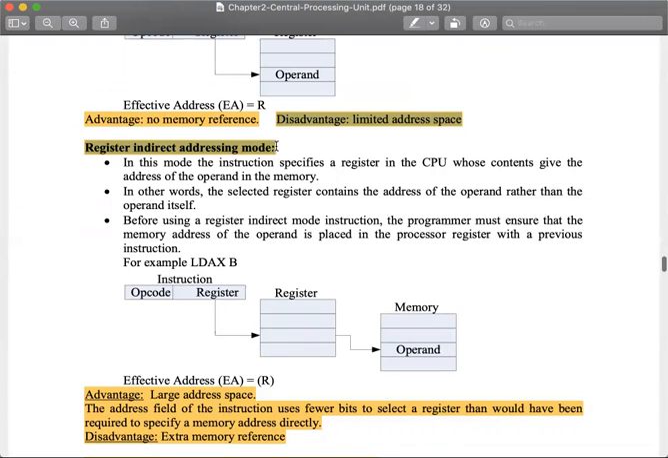Register indirect addressing mode, in here what you are going to do, suppose there is an example LDAX B. Here there is no memory location actually given. I have to load some data in A, and how is it going to get the data, from where? You can see a figure here.